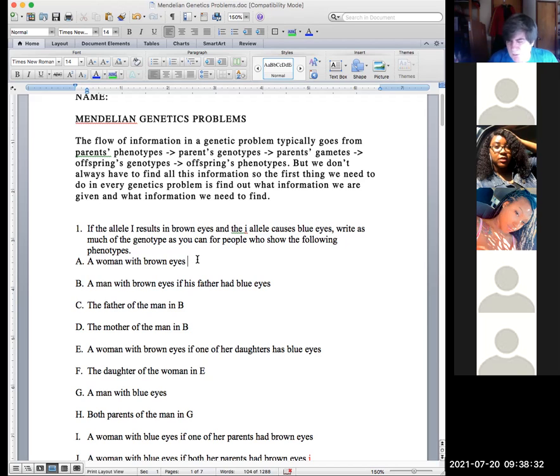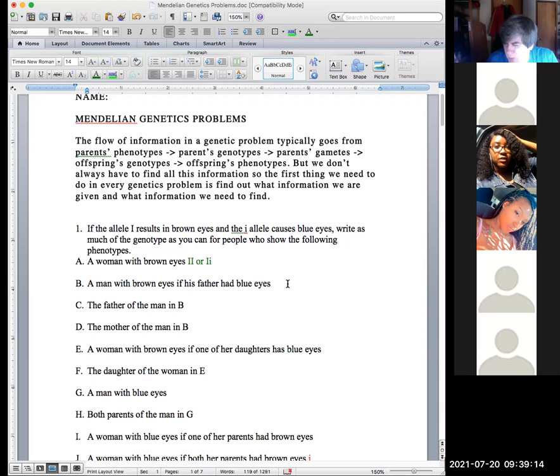Okay, so what's the genotype of a woman with brown eyes? Well, she could be big I, big I, or she could be big I, little I. Either one of those is a possibility, because all we know for sure is she has brown eyes. Since big I is dominant, if she's big I, little I, she will have brown eyes. You wouldn't be able to look at these two women and say that the woman whose genotype is big I, big I has browner eyes or anything like that. We wouldn't be able to tell the genotype from just looking at the phenotype.